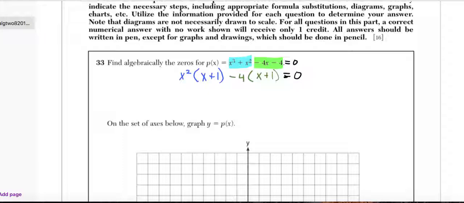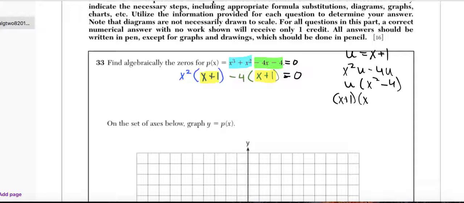Now, guys, the x plus 1 is a GCF. Because think about it, if we replace x plus 1 with the letter, let's say u, I'm just picking a random letter besides y, then it would become x squared u minus 4u, and it would factor into u as the GCF times x squared minus 4, right? So u is equal to x plus 1, so u will be replaced with x plus 1 times x squared minus 4, right? That's if you have a hard time factoring by grouping, right?